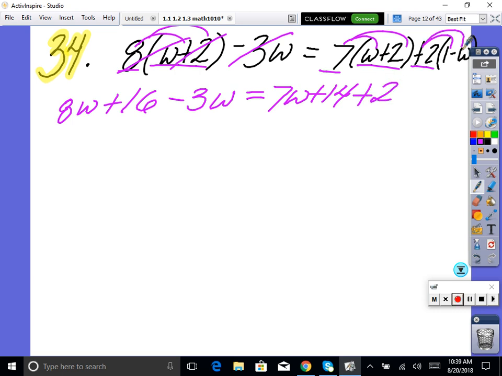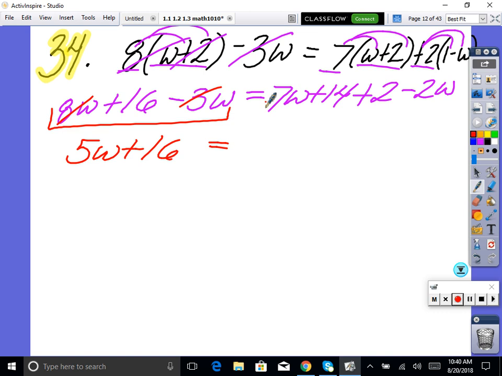Now everybody, next step would be to combine like terms on this side, and we wouldn't change the sign here. 8w's minus 3w's. 5w's plus 16 equals, combine like terms, 7w's minus 2w's, 5w's plus 16. Okay, now don't get thrown off here.